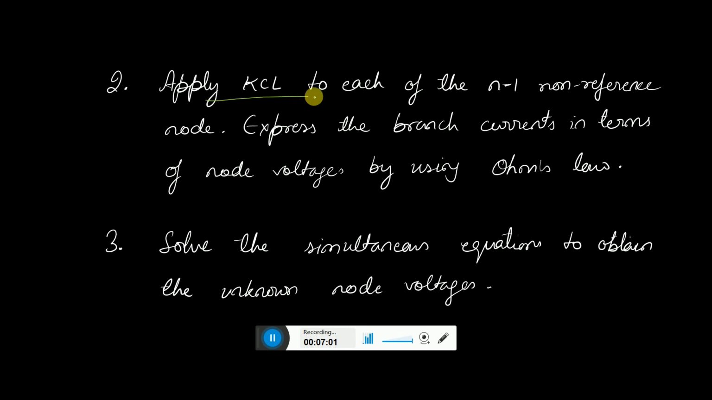Then apply KCL to each of the n-1 non-reference nodes. So one is the reference and you apply the KCL at node 1 and KCL at node 2. Express the branch current in terms of node voltage. So whatever the branches are coming out of it, express the branch current in terms of the node voltages. So here when we write, we are writing V1 minus, if there is nothing, so V1 minus Vx.